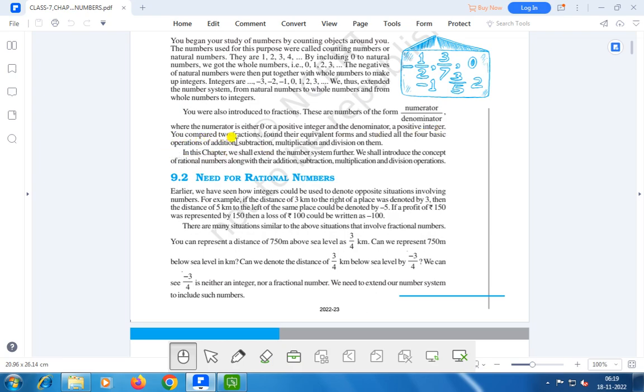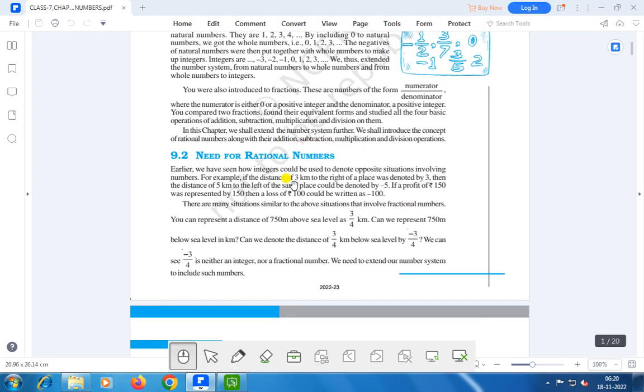We compared two fractions, found their equivalent forms and studied all the four basic operations of addition, subtraction, multiplication and division on them. In this chapter we shall extend the number system further. We shall introduce the concept of rational numbers along with their addition, subtraction, multiplication and division operations.